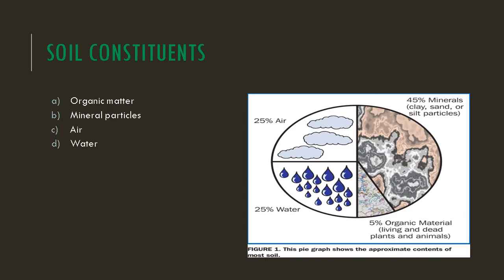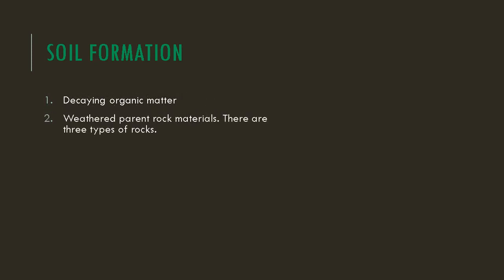Next, we also want to talk about how this soil is formed. A very important subject, soil formation. One is from decaying organic matter. When organic matter decomposes, at the end of the day, you end up having humus, and that results in soil. The next element is weathered parent rock material, and under this there are 3 major types of rocks.